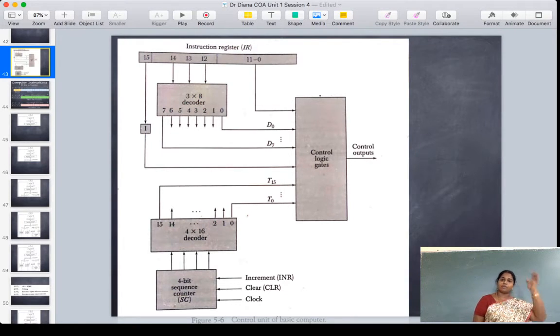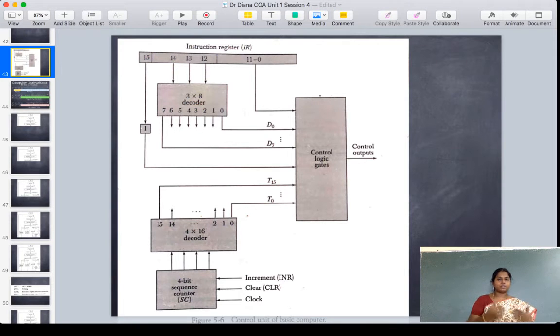Now a decoder's function we have seen: it takes a 3 or n bit input and it generates 2 power n outputs. So based on the 3 bits of opcode, one of the outputs will be enabled. If I give bits 12 to 14 to the decoder, it generates outputs D0 to D7, and only one of those outputs will be active at any point of time. The rest of the outputs, if D0 is active, D1 to D7 will be 0. That's the functioning of the decoder.